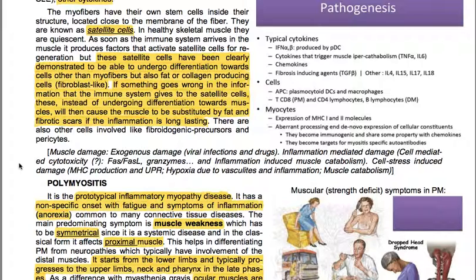So in the pathogenesis we have typical cytokines, cells and myocytes. Typical cytokines are interferon alpha and beta produced by peripheral dendritic cells, chemokines that trigger muscle hypercatabolism, TNF-alpha and IL-6, and fibrosis-inducing agents like TGF-beta. Cells include antigen-presenting cells, CD8 positive T cells and CD4 lymphocytes in polymyositis and B lymphocytes in dermatomyositis, and myocytes, where we have expression of MHC 1 and 2 molecules, and aberrant processing and de novo expression of cellular constituents.